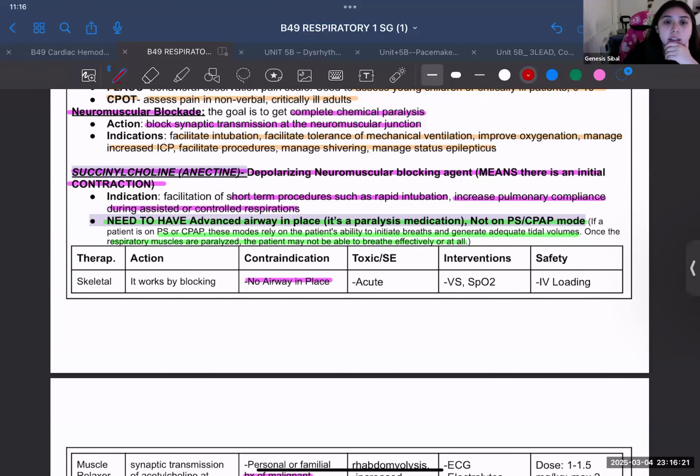And then obviously keep in mind too, if I wasn't paralyzed, you put a tube down my throat, I'm not going to be happy about that. I'm going to want to pull it out, right? So you're basically going to do paralysis for that, give that neuromuscular blockade. You're going to facilitate tolerance of mechanical ventilation. That's another indication, obviously, because again, we're going to be intubating them.